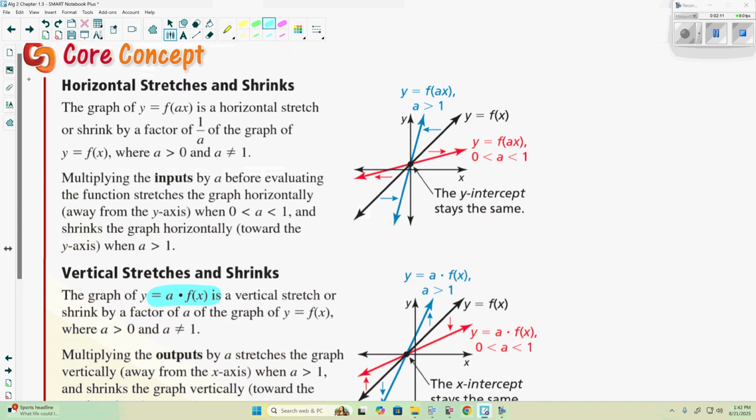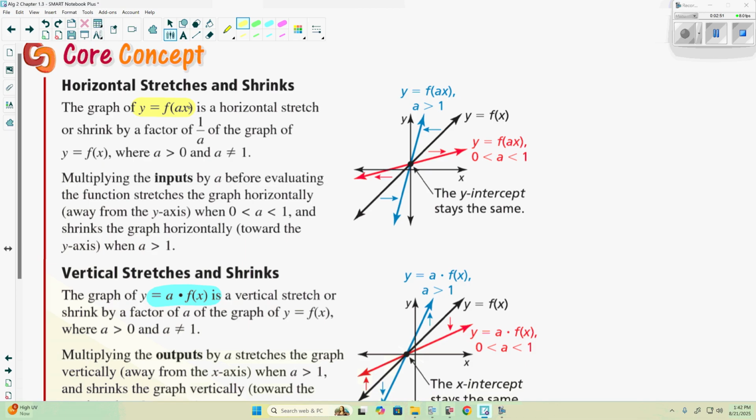Now, I don't really like the wording for horizontal stretch and shrink. I will explain why here in a second. But if we look at horizontal stretch and shrink, it says the graph of y equals f of ax, a times x, is a horizontal stretch or shrink by a factor of 1 over a of the graph of y equals f of x, where a is greater than 0 and a is different than 1. I don't like the fact they use a in 2 different places. And it's showing 2 different things. Do y'all see that? I wanted one of those at least to be a different letter, some way to specify.